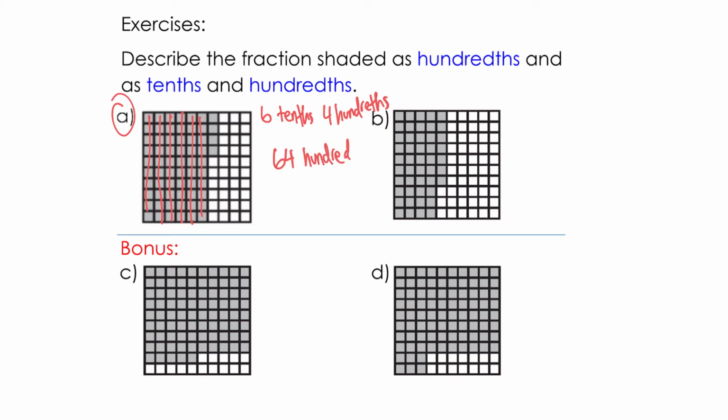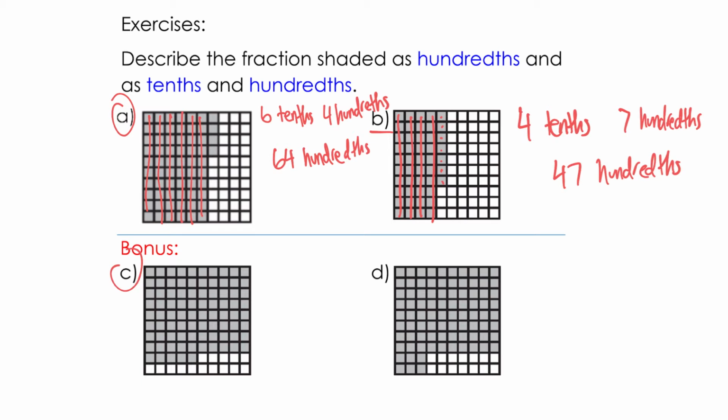I spelled it wrong there, but who cares? Nobody cares about that. B, let's look at how many are shaded. Well, let's see how many tenths there are. 1, 2, 3, 4 tenths. And there's 1, 2, 3, 4, 5, 6, 7 hundredths. Combined, you have 47 hundredths.